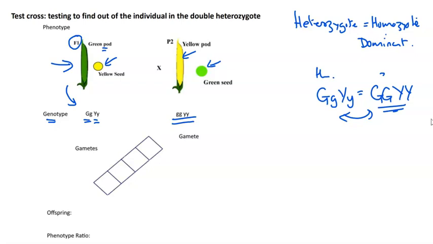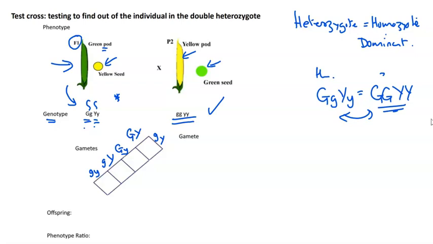Now, if we work through the combinations in meiosis, we have to separate our homologous pairs, but we have to do so independently, meaning that from this particular specimen, we would get big G, big Y, big G, little y, little g, big Y, and then we would get little g, little y. But from this one, we're only going to get little g, little y.